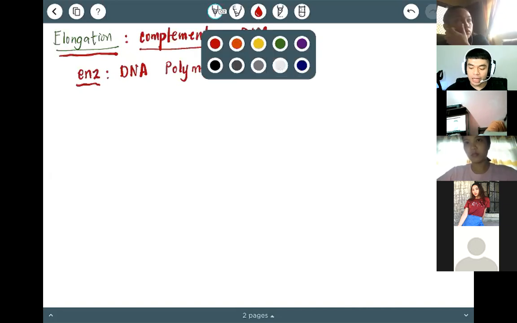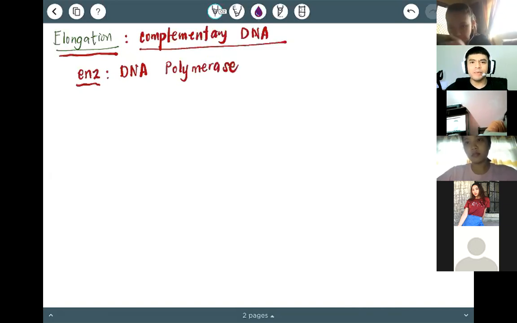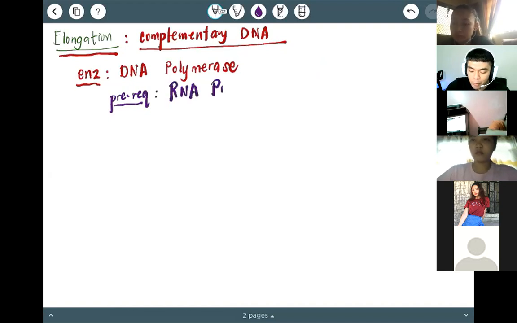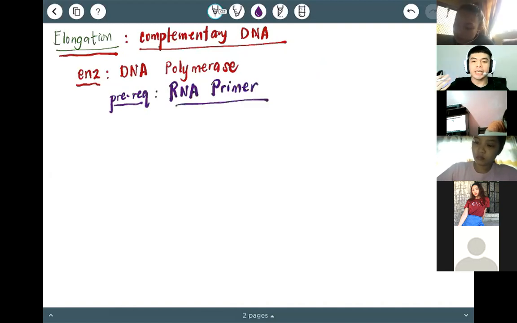Kaya lang, tandaan, ang DNA polymerase ay maarting enzyme. Maarte siyang enzyme, at hindi siya basta-basta nag-act doon sa site ng replication. Meron siyang prerequisite para siya maging active. And that is, kailangan bago sumugod ang DNA polymerase doon sa site of replication, makita muna niya ang tinatawag na RNA primer. So ang prerequisite ni polymerase, kailangan ma-detect niya ang RNA primer.